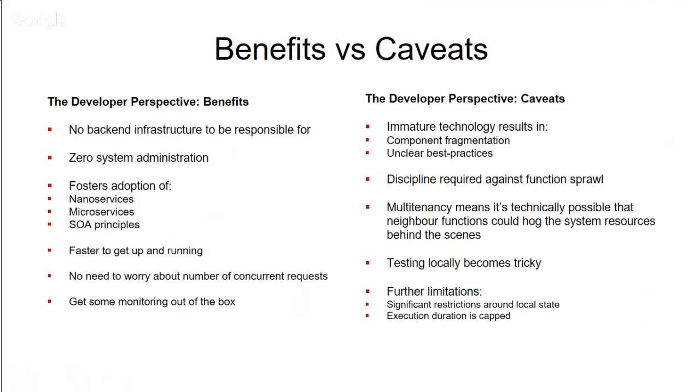And next is testing locally becomes tricky. So you can't test it locally, right? So I needed to go to the AWS console. But I saw there is an alternative for testing Lambda functions locally as well. But that setup is a bit complex actually. That's possible. And next is further limitations, significant restrictions around local state, like execution duration is capped. I told you it's 300 seconds, that is 5 minutes of execution time. So that is capped. That is one of the limitations which we have.